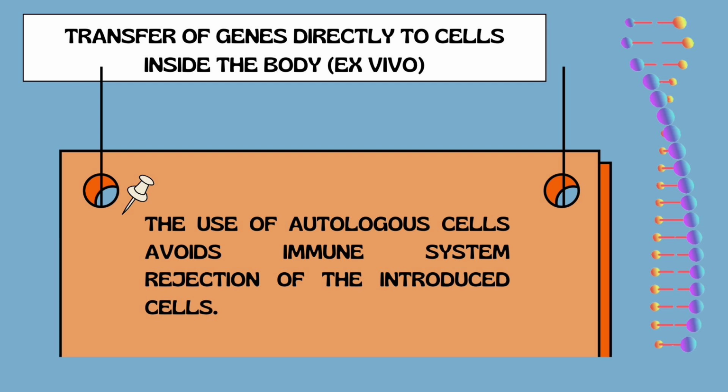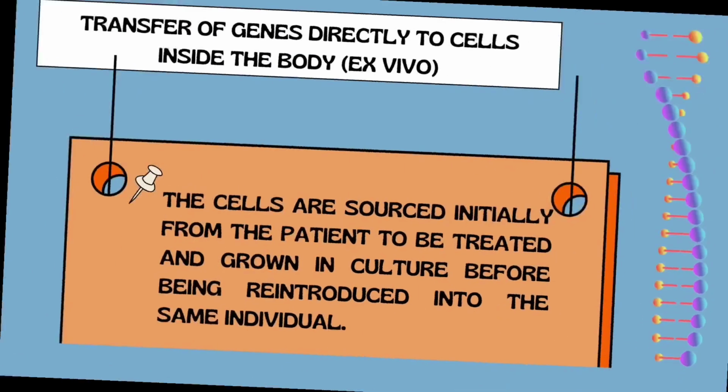This approach, known as autologous cell therapy, involves taking cells directly from the patient who needs treatment. These cells are then grown in a controlled environment outside the body, known as cell culture, after being modified or enhanced as needed. These same cells are reintroduced back into the same patient. These methods ensure that the introduced cells are compatible with the patient's body and reduce the risk of immune rejection, making it a safer and more effective treatment option for patients who have diseases.